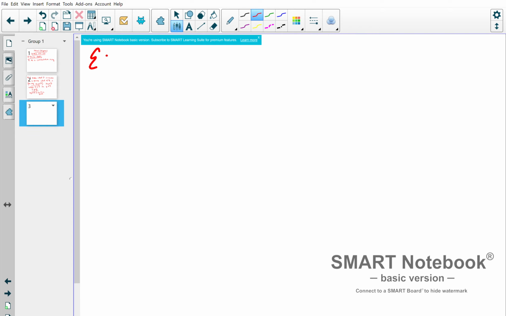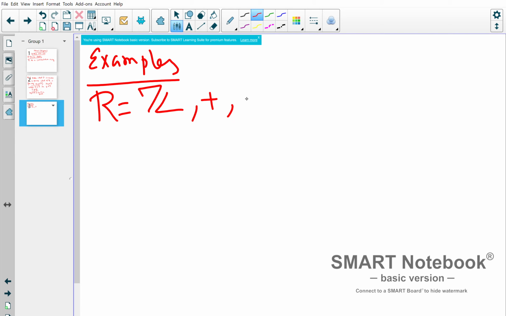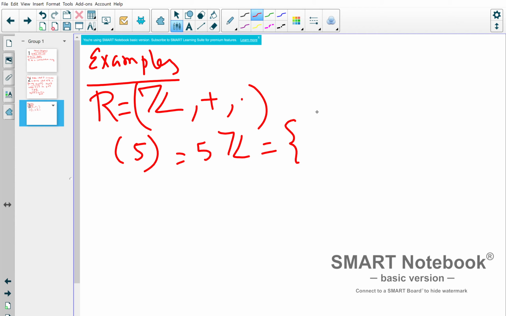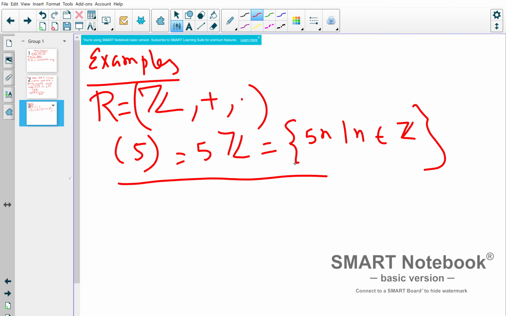So, examples. Inside the ring of integers Z, with R equal to Z with addition and multiplication, take the ideal generated by 5. This is 5Z, all the integers of the form 5n with n in Z. This ideal is a principal ideal generated by a single element. So this is actually a prime ideal.